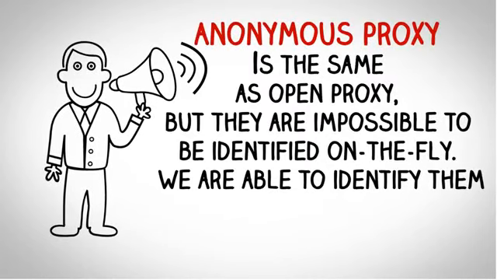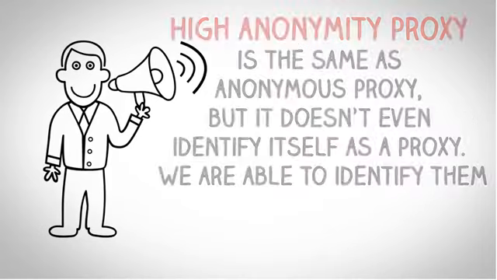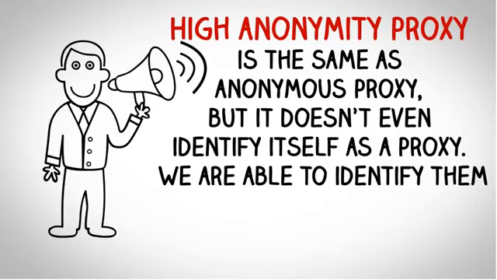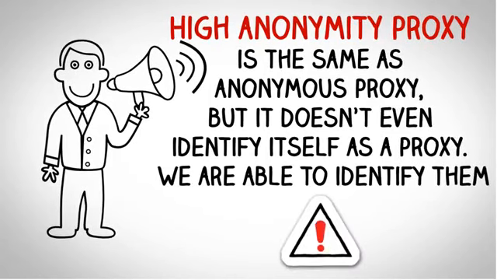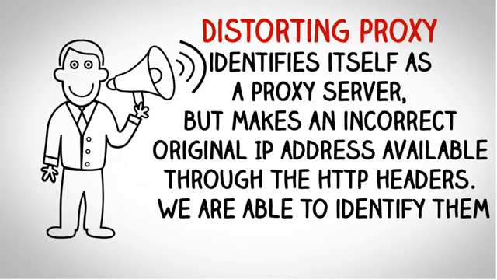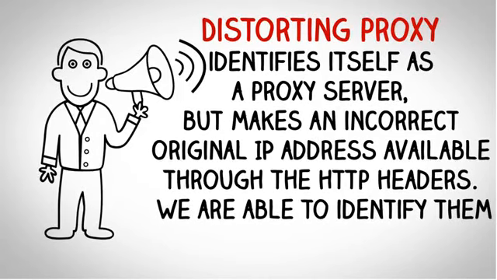Anonymous proxy is the same as open proxy, but they are impossible to be identified on the fly. We are able to identify them. High anonymity proxy is the same as anonymous proxy but doesn't even identify itself as a proxy. We are able to identify them. Distorting proxy identifies itself as a proxy server, but makes an incorrect original IP address available through HTTP headers. We are able to identify them.